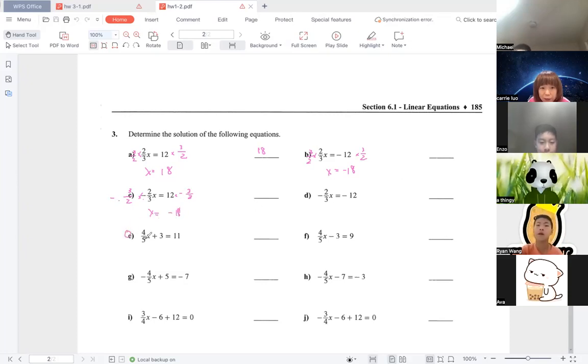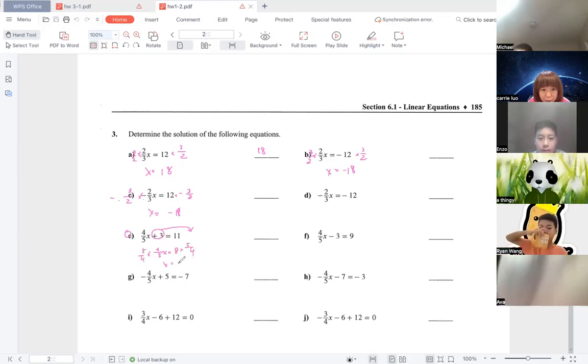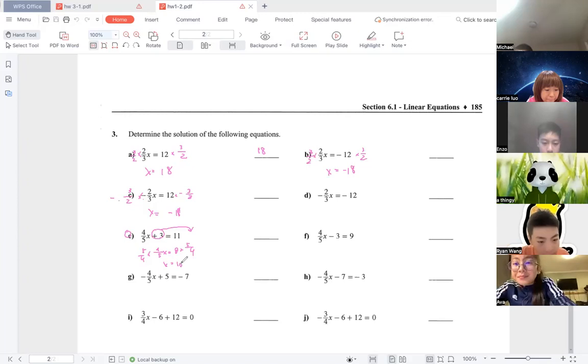Okay, so let's take number E. If we have a number there, first we move the number first. So 4 over 5x, Enzo with me, 11 minus 3 equals 8. Times 5 over 4 times 5 over 4. So x equals 10. Got it, everybody?